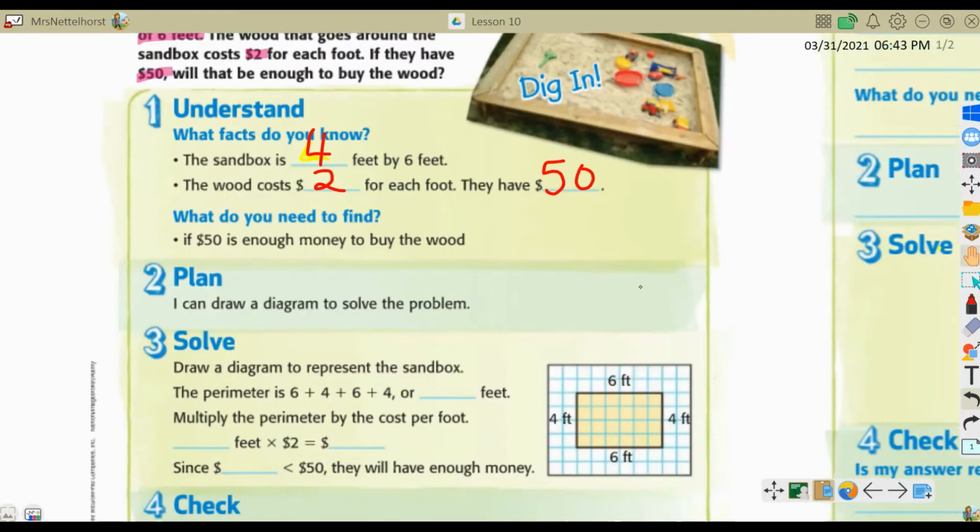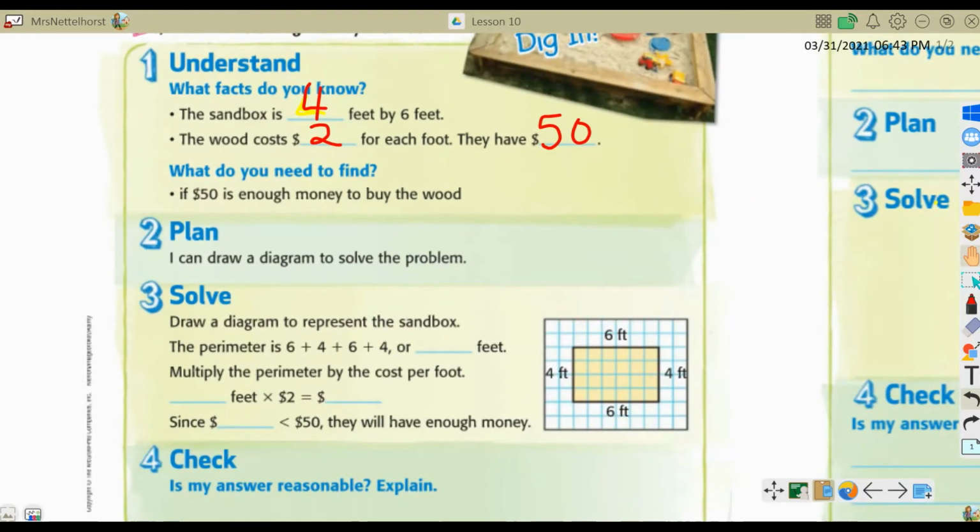I'm going to come down here to number 3, and here you can see they drew a diagram. So here's the sandbox. The perimeter is 6 feet by 4 feet by 6 feet by 4 feet. So it's 6 plus 4 plus 6 plus 4, or, now remember when we watched perimeter on Brain Pop, we learned to make long addition problems shorter, make it easier. 6 plus 4 is 10. 6 plus 4 is 10. 10 plus 10 is 20.